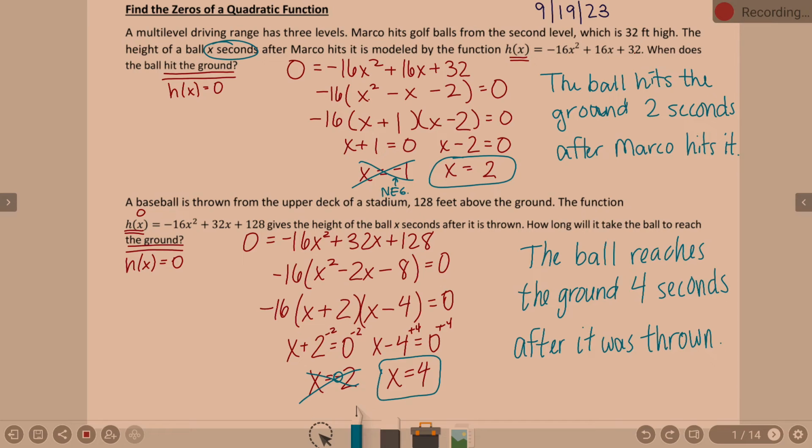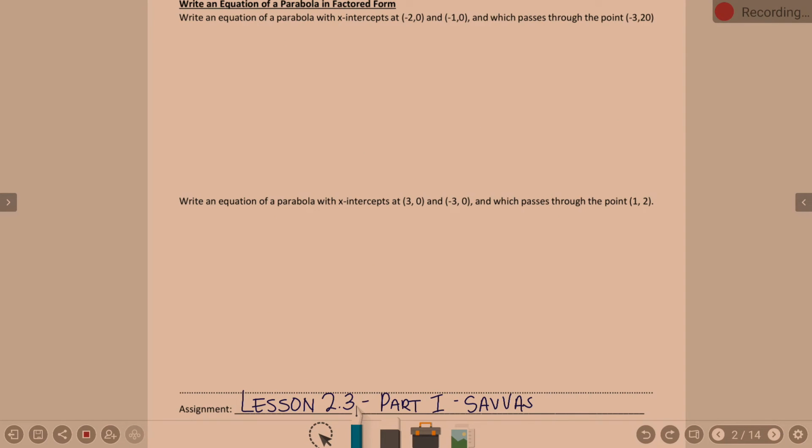Okay. One last topic for today, or for this lesson. And it is yet again writing an equation of a parabola. However, this time it's writing an equation of a parabola in factored form. Okay? So a little bit different on what the information is that's provided. Write an equation of a parabola with x-intercepts at -2, 0 and -1, 0, and which passes through the point -3, 20.